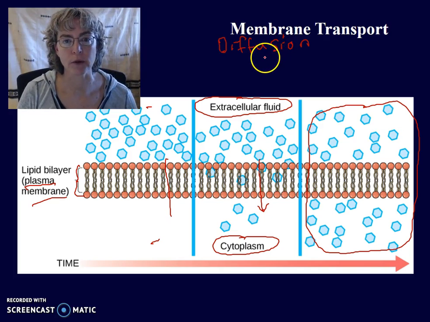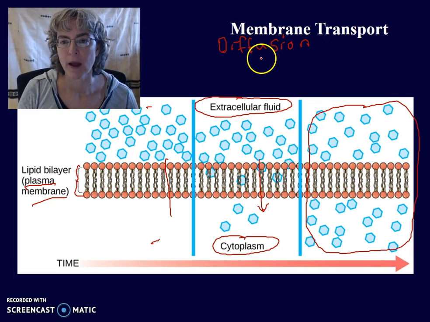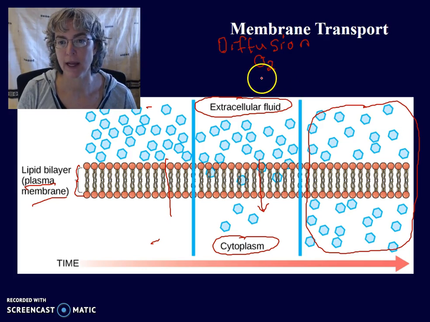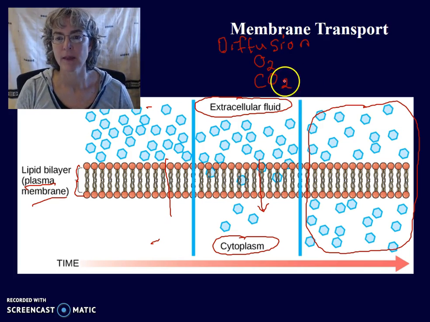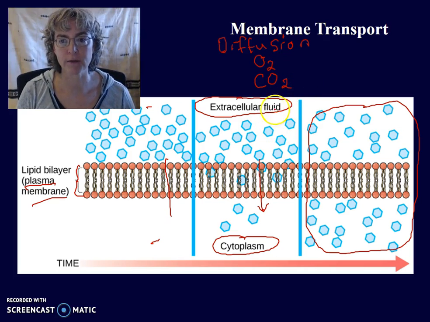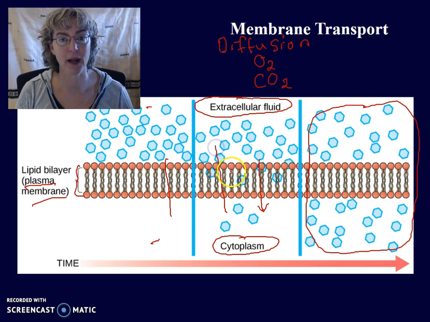There are certain molecules that are small enough and that don't have a charge, so they're not stopped by the cell membrane. An example of that would be an oxygen molecule, and another example is a carbon dioxide molecule. They are both small enough and they're non-polar, so there's no charge, to just go straight through, which is a good thing. Our cells need oxygen, and they need to be able to get rid of carbon dioxide.